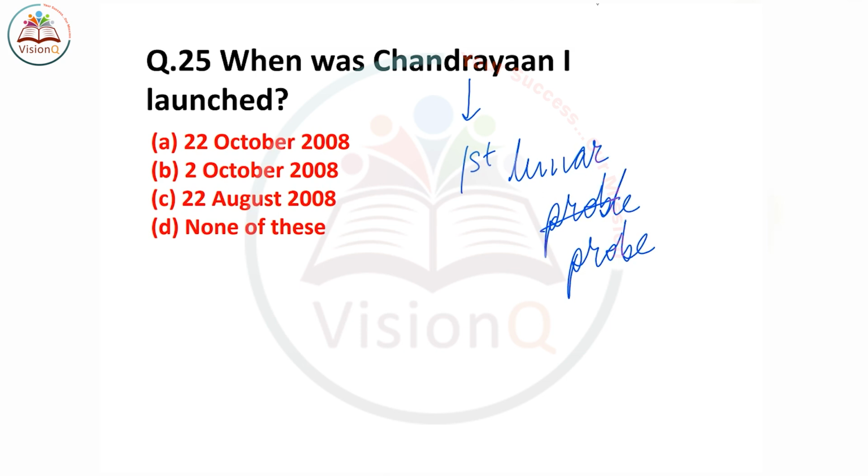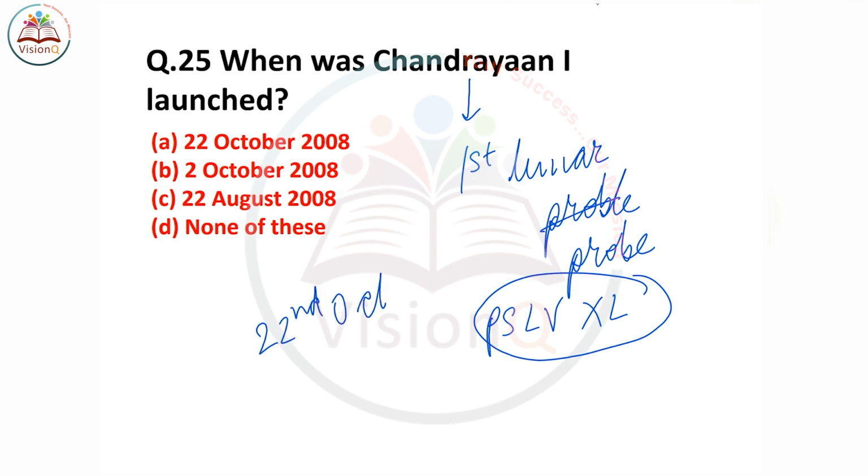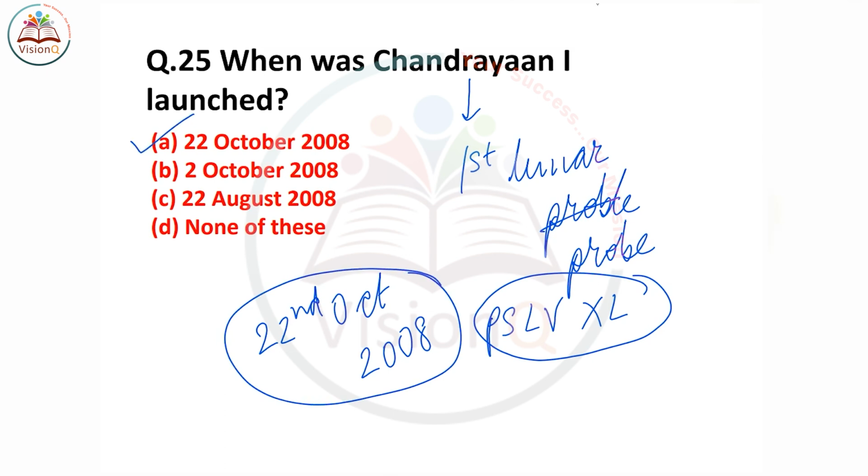This Chandrayaan I lunar probe was launched by the Indian space vehicle PSLV, the Polar Satellite Launching Vehicle XL. The PSLV XL launched this Chandrayaan I satellite into space on 22nd October 2008. So the right answer of this question will be option number A, 22nd October 2008. So these were the 25 very important questions for all the examinations.